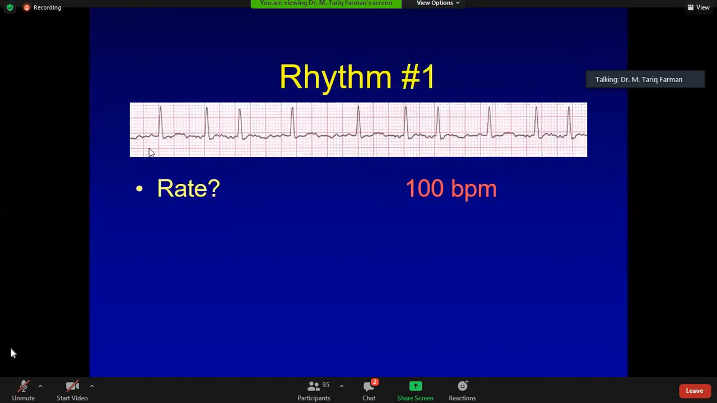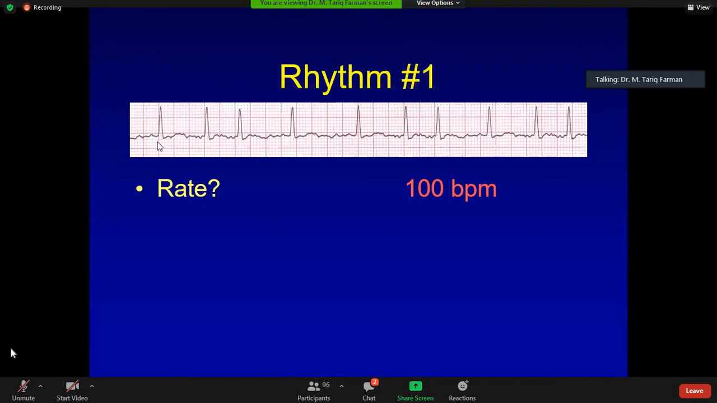So you need to have a 6-second strip, right? And how can you get the 6-second strip? If you have 30 large boxes over the ECG paper, it is equal to a 6-second strip. Like 1, 2, 3, 4, 5, 6, 7, 8, 9, 10, 11, 12, 13, 14, 15, 16, 17, 18, 19, 20, 21, 22, 23, 24, 25, 26, 27, 28, 29, 30. So this is exactly the 6-second strip.